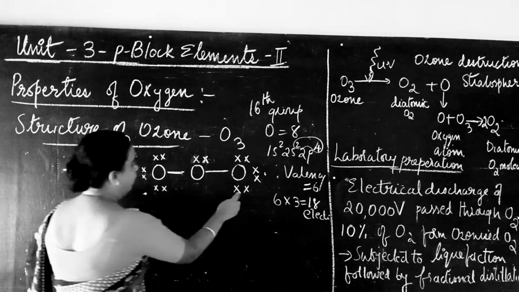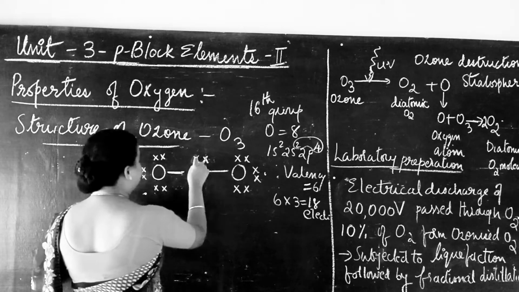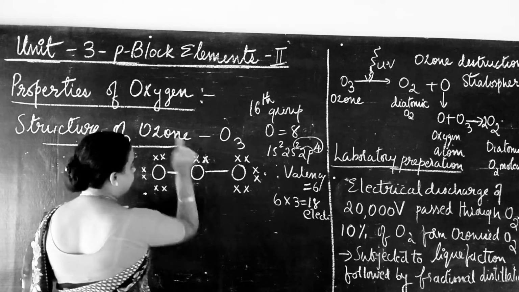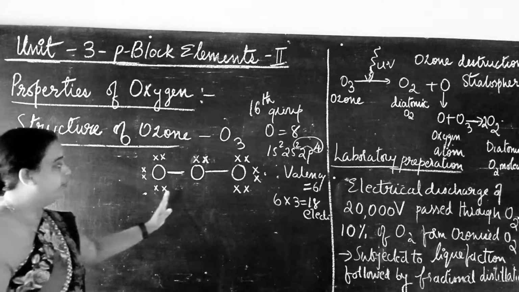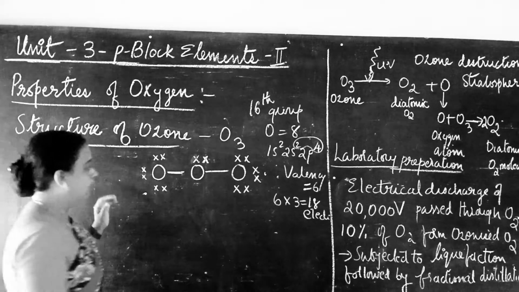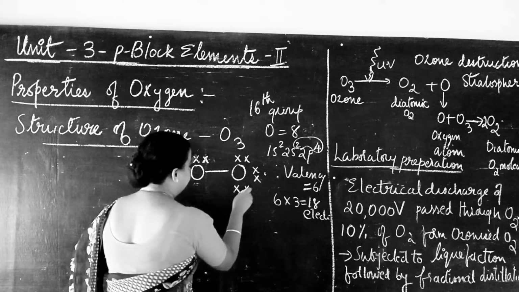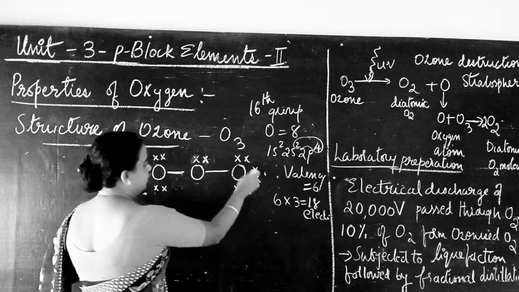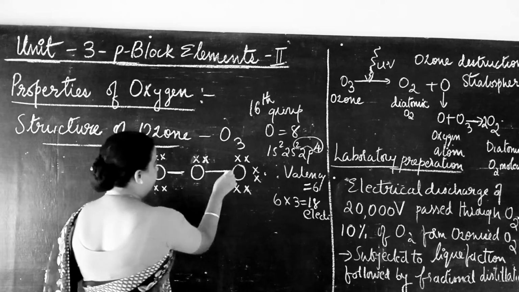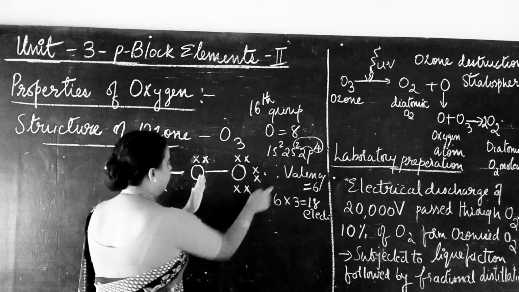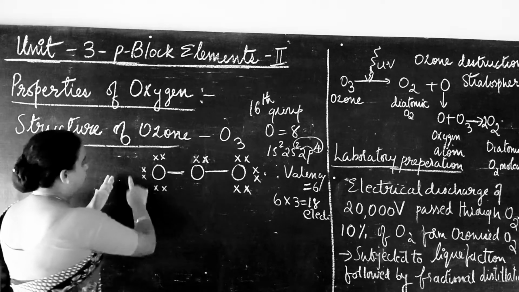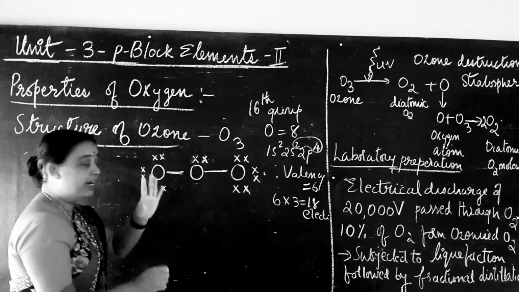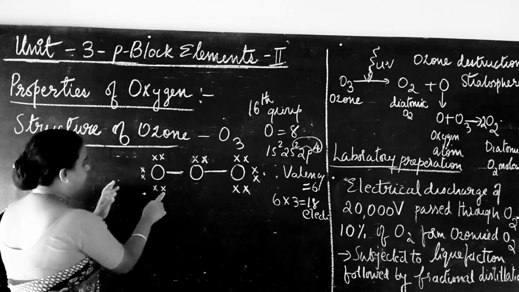Okay? So 1, 2, 3, 4, 5, 6, 7, 8, 9, 10, 11, 12, 13, 14, 15, 16, 17, 18. 18 electrons we have. Now this oxygen atom has 8 electrons. It has achieved the octet configuration here. Similarly, this oxygen atom is also getting octet configuration. Octet means 8 electrons. 1, 2, 3, 4, 5, 6, 7, 8.